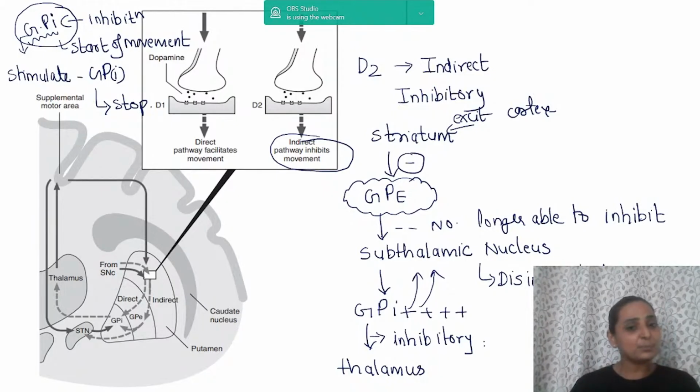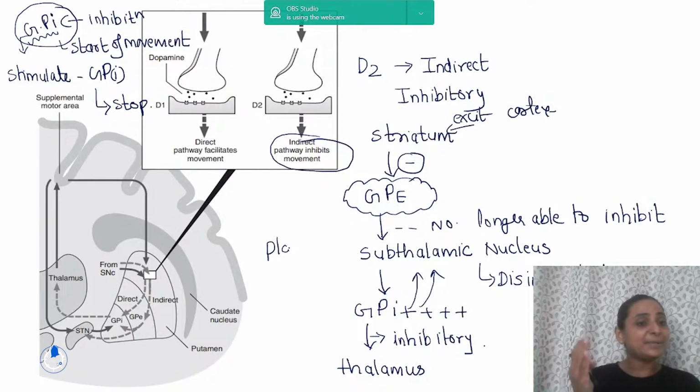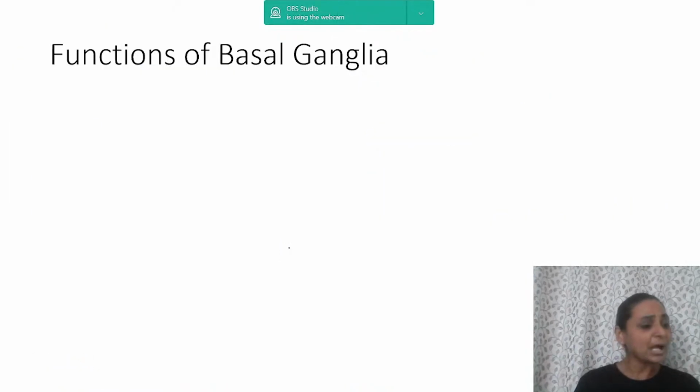I hope I was very clear in explaining first the simplest circuit which occurs in the basal ganglia. Then we looked at the caudate loop and the putamen loop. Then we saw the direct or excitatory pathway and the indirect or inhibitory pathway. Now let's compile the functions of the basal ganglia before we move forward and look into some pathology.